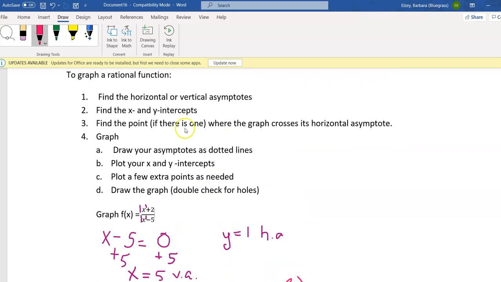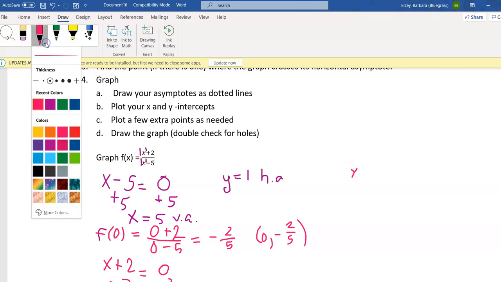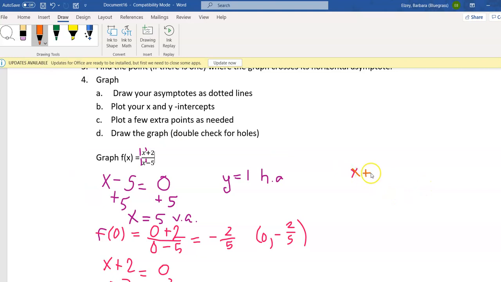Step 3 is to find the point, if there is one, where the graph crosses its horizontal asymptote. So what we want to do is, here's our horizontal asymptote, y equals 1. We want to set our function equal to 1. So out to the side, let me change colors for step 3. Let's change it to orange. I'm going to take x plus 2 over x minus 5, and I'm going to set it to the value of my horizontal asymptote, 1.